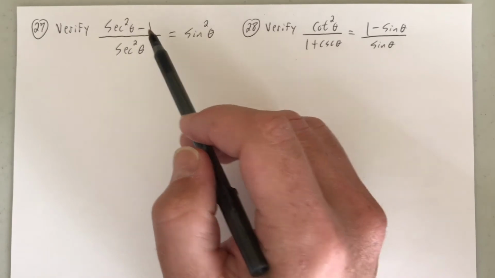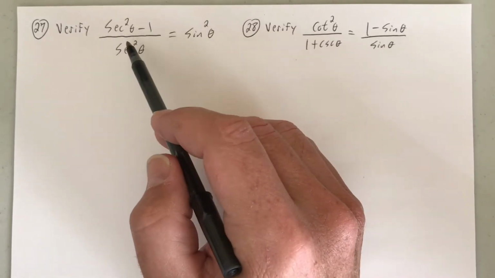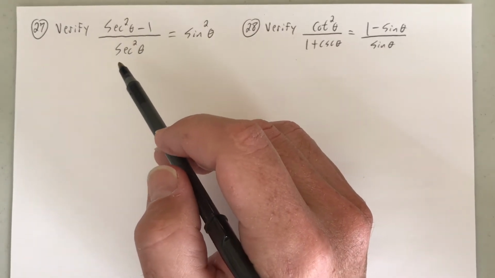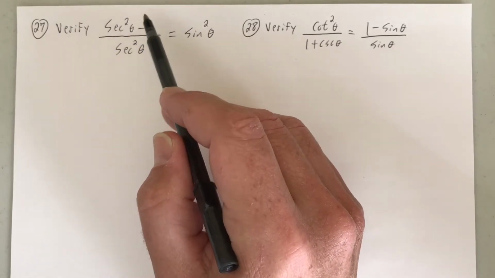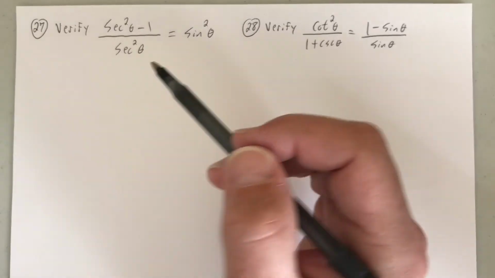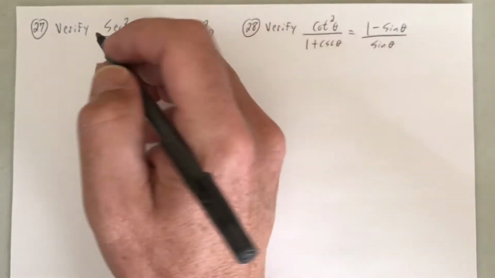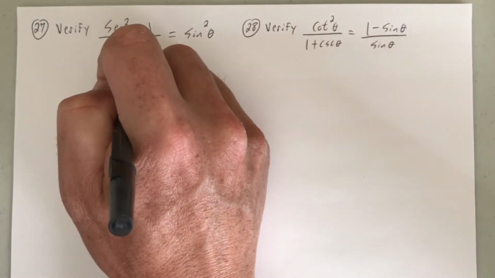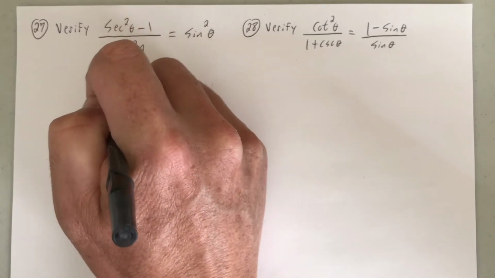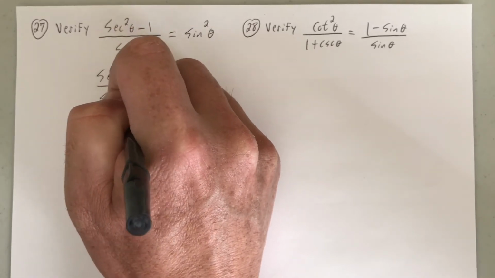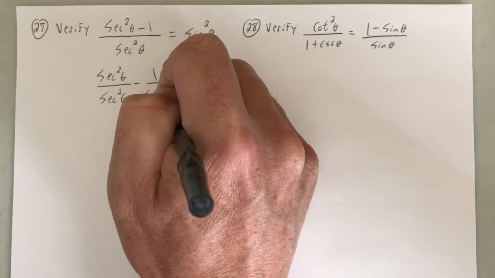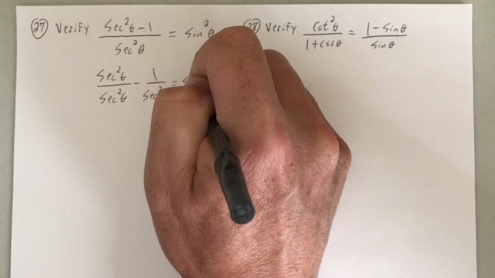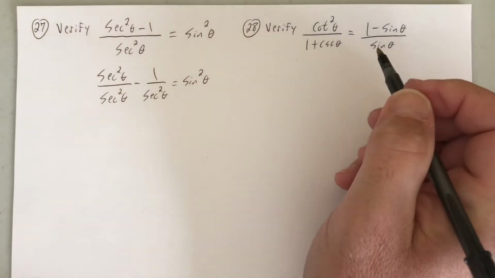You can do that. I look at this and I can say, all right, well, if I split this up, I can say that it's equal to secant squared over secant squared minus 1 over secant squared theta, and I can work it from there. So that's what I'm going to do. I'm going to go ahead and split this up and say secant squared theta over secant squared theta minus 1 over secant squared theta is equal to sine squared theta.